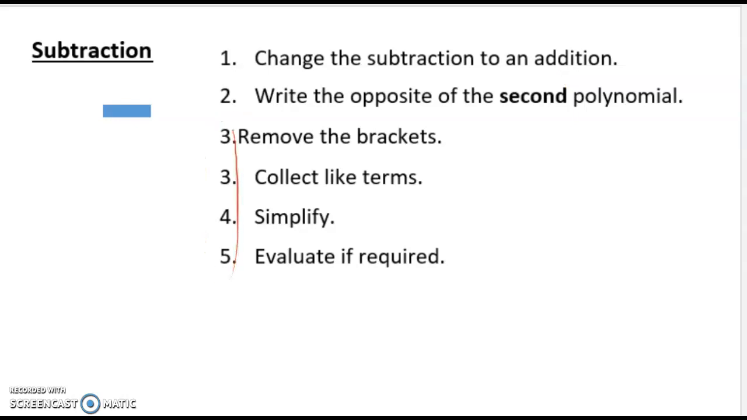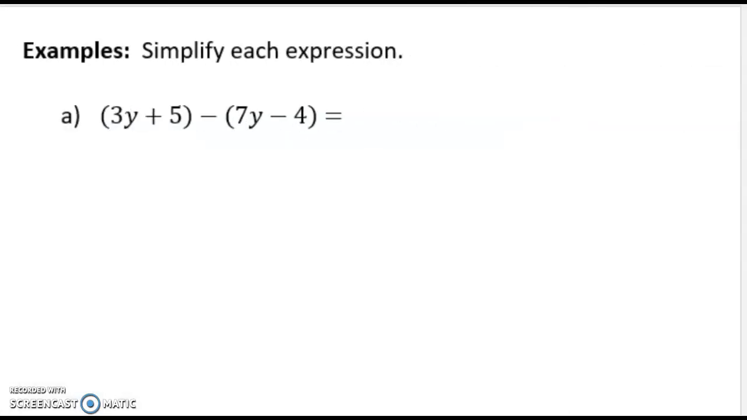Ignore this. There was a typo when I went to do it, and it wouldn't let me correct it. Anyways, so the next one, you're going to remove the brackets, which is like we did on the other. Then you're going to collect the like terms, simplify, and then evaluate if required. And that's like if, say, x equals 2 or 3 or whatever it is. So after we write the opposite on the second polynomial, the rest is the exact same as we just did on the adding. So let's give it a go.